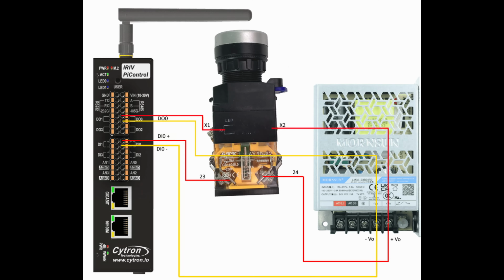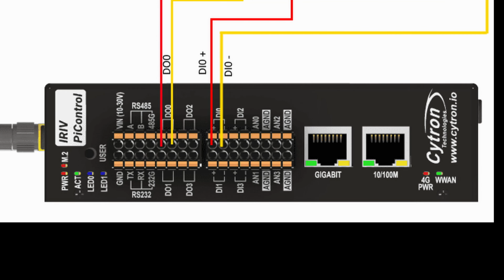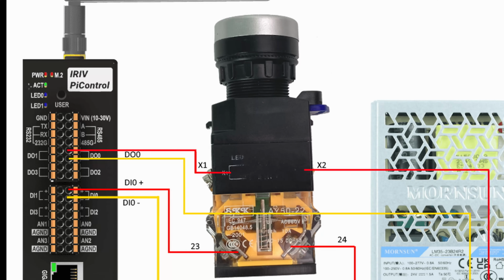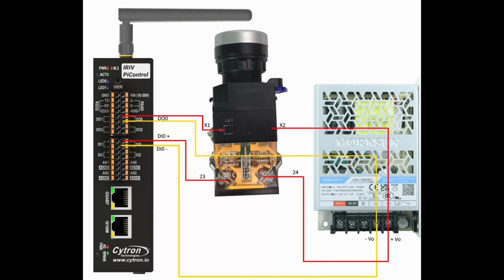Hardware. To complete this part of the tutorial, we'll need the following hardware: Cytron IRIV PiControl, 24V DC power supply, momentary push button, and 22 AWG hookup wire. The wiring connection between the hardware pieces is as shown on screen now.